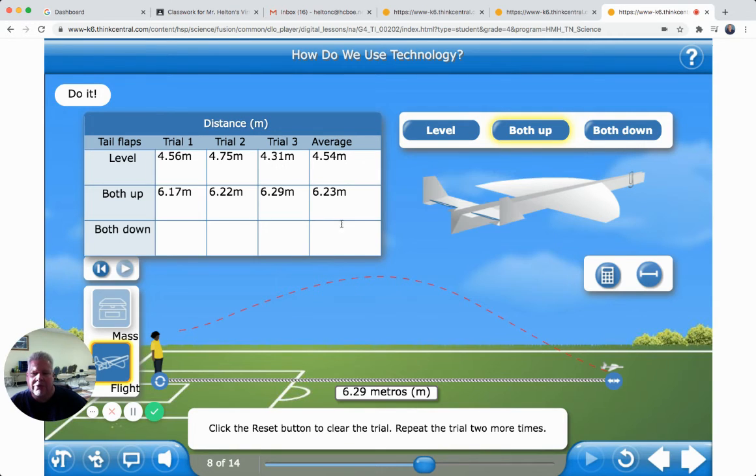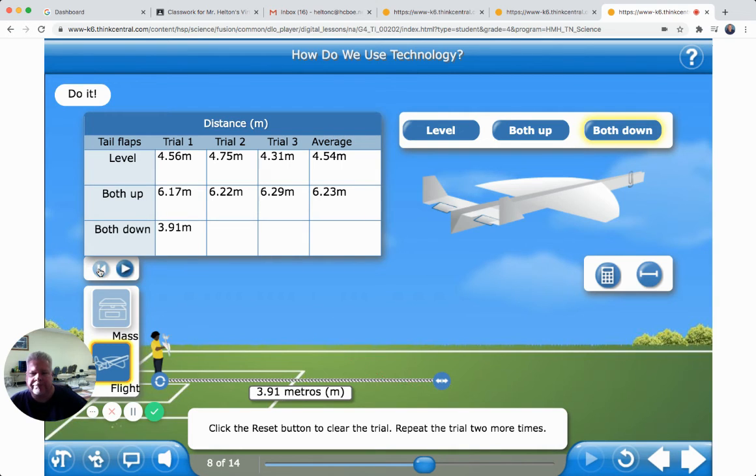Now we've got one more experiment to try. We're going to put both down. Okay. And here we go. Let's see what happens. I think it's going to go down faster. I think I was right. Okay, let's measure that old flight right there. He's way back here at 3.91 meters.